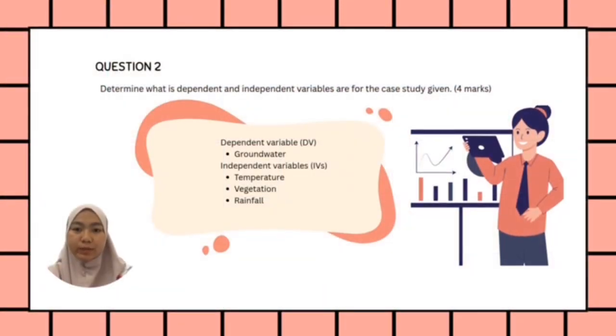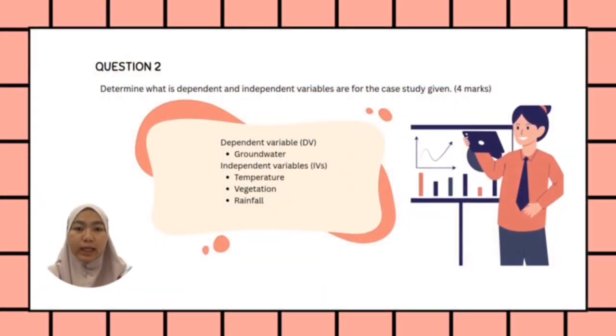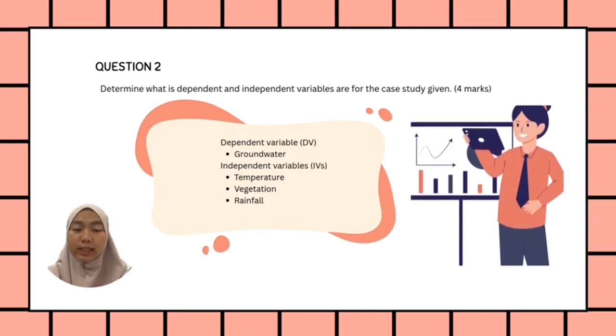Next slide. Question 2. Determine what the dependent and independent variables are for the case study given. So from the analysis that we have done using the SPSS app, we found that the dependent variable is groundwater, while the independent variables are temperature, vegetation, and rainfall.